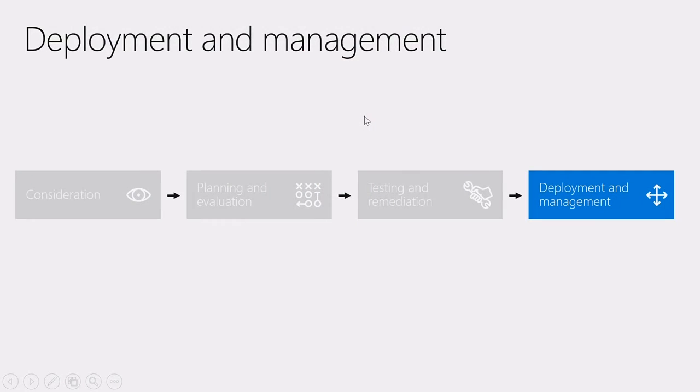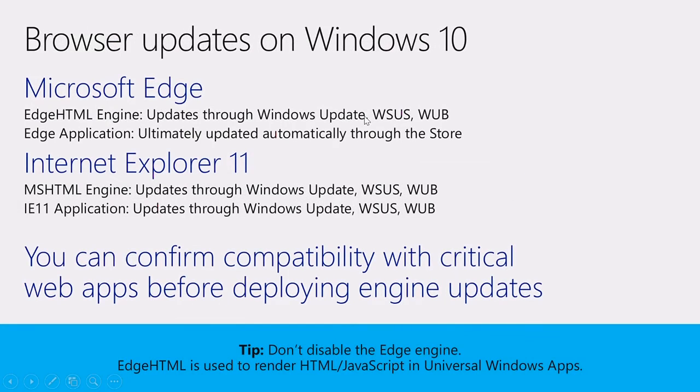So I've just shown you how to test and remediate applications within Internet Explorer 11 and Microsoft Edge using the enterprise mode site list. Now let's talk about deployment and management. Now, of course, Microsoft Edge is a part of Windows 10. We recommend that you don't disable Microsoft Edge or the Edge HTML engine because the Edge HTML engine is responsible not just for rendering web pages for Microsoft Edge, the browser, but it's also responsible for rendering any HTML or JavaScript for universal Windows apps.